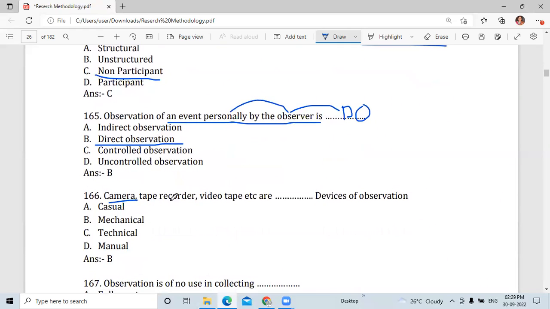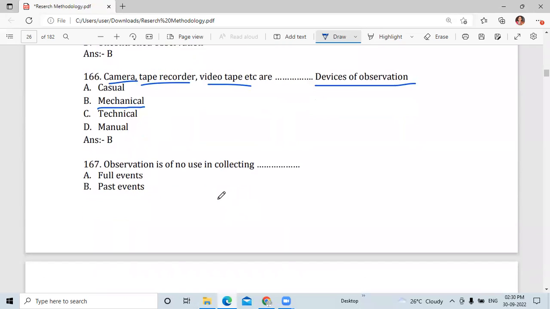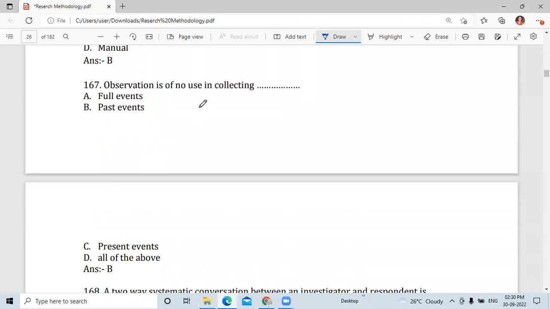Next, camera, tape recorder, videotape, etc. are dash devices of observation. What is it? Mechanical devices of observation. Observation is of no use in collecting dash. What is it? Past events. So observation is of no use in collecting past events.